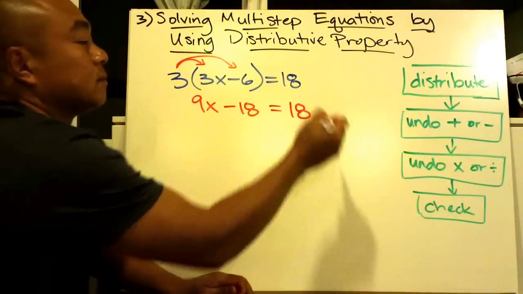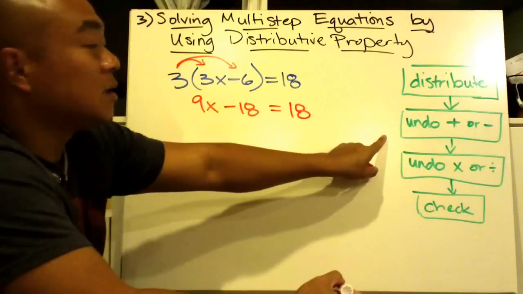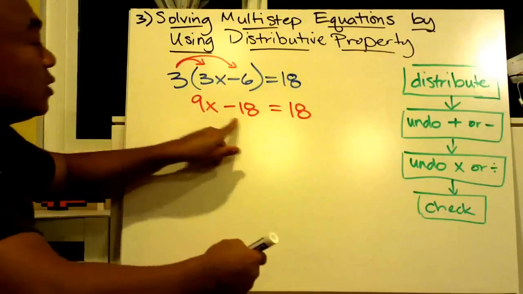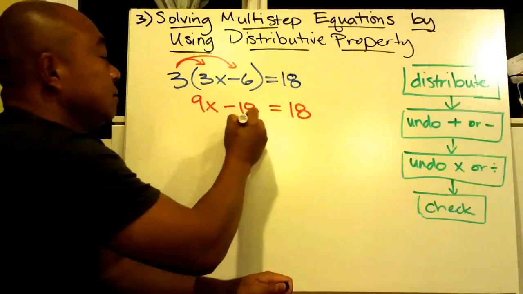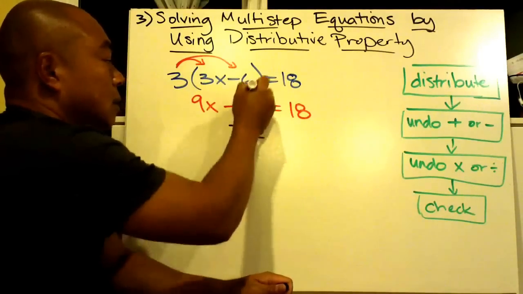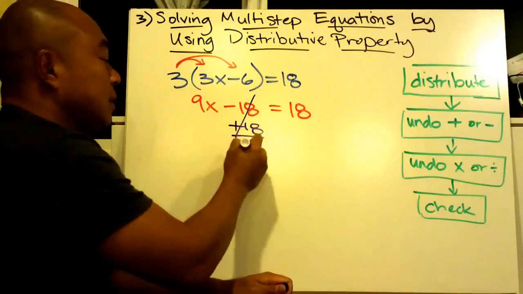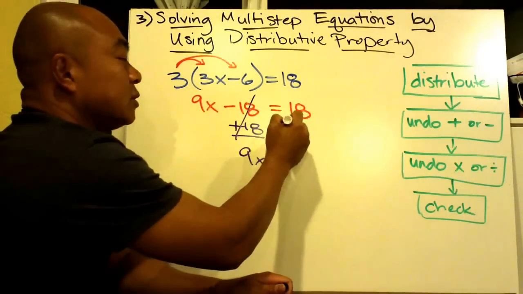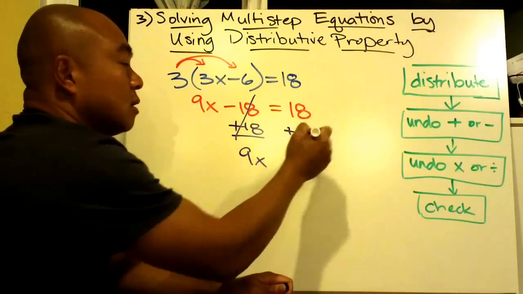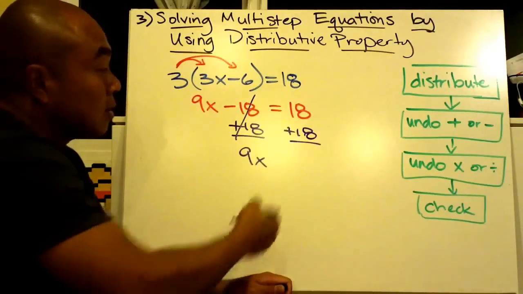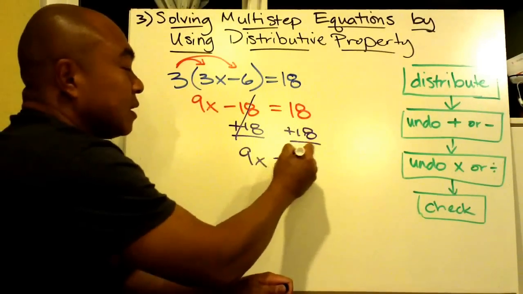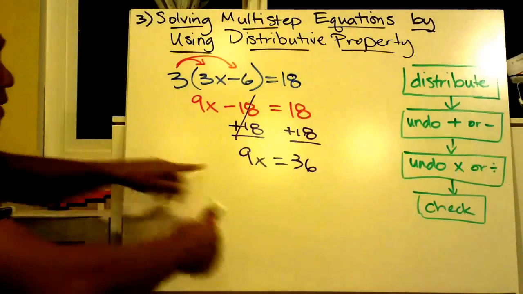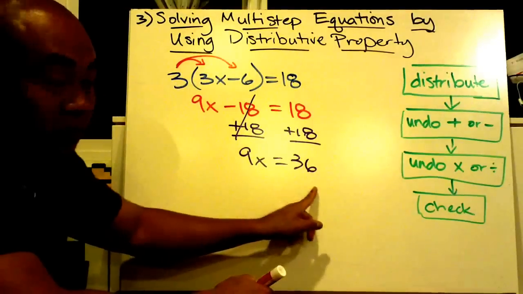Let's rewrite. So now we're going to undo your adding, subtracting. So I'm going to undo subtract 18 by adding 18. That's going to give me 9x on this side. And again, if I added 18 here, I'm going to need to add 18 here, because that's that property of equality right here. 18 plus 18 is going to give me 36. And I now have 9 times x is equal to 36.